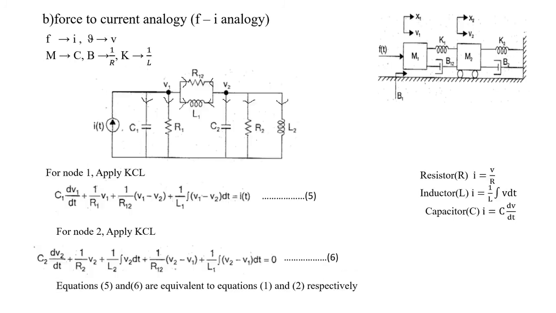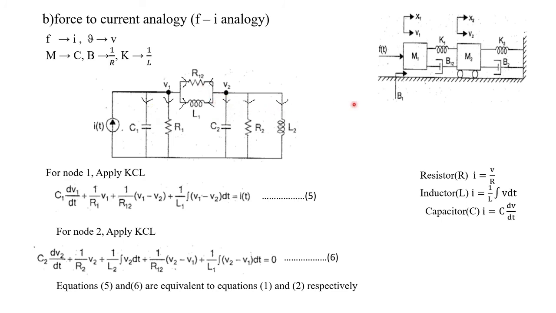Similarly, we have a force to current analogy. See this diagram here, this is a force to current electrical analogous circuit. First we have to write the formula. So this is the formula for the force to current analogy, the F to I analogy. Then, by seeing the problem, that is the question, we have to draw the force to current analogous circuit, that is the electrical circuit.